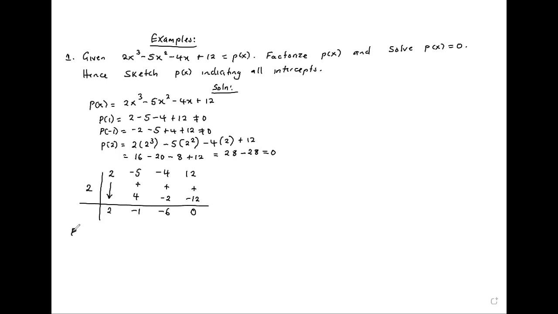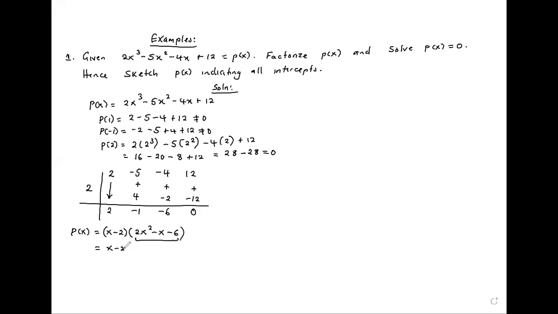That means that P of x is equal to x minus 2 multiplied by 2x squared minus x minus 6. Remember we said after you write this here, it means that the function coming inside here differs by 1 when it comes to the power of the highest degree. That means now we still have something to factorize. This piece here can be factorized further.